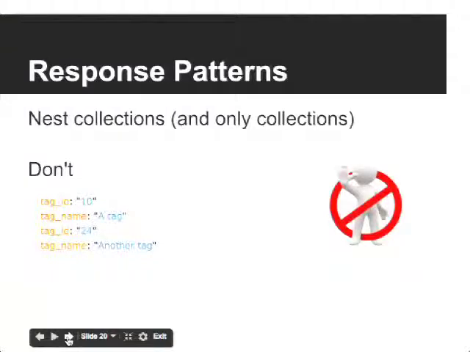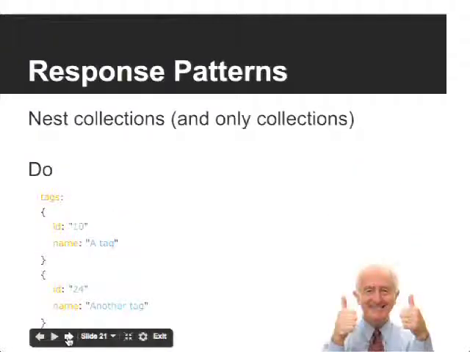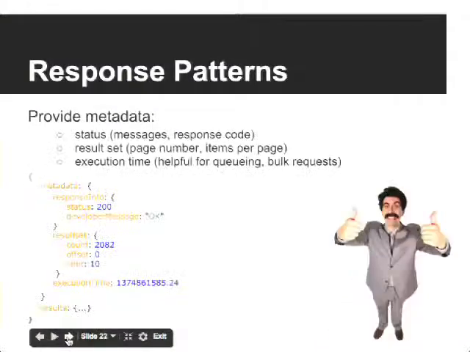And speaking of things that Drupal nests, try to nest all collections. A great example in Drupal for this is taxonomy terms. Rather than providing a flat list of all of your terms as a response to your object with tag IDs and tag names, instead, nest it inside of the tags object. Again, this way users will be able to easily parse through your API response, retrieve the tags and the tag values, and be able to pass those back through to other resources.